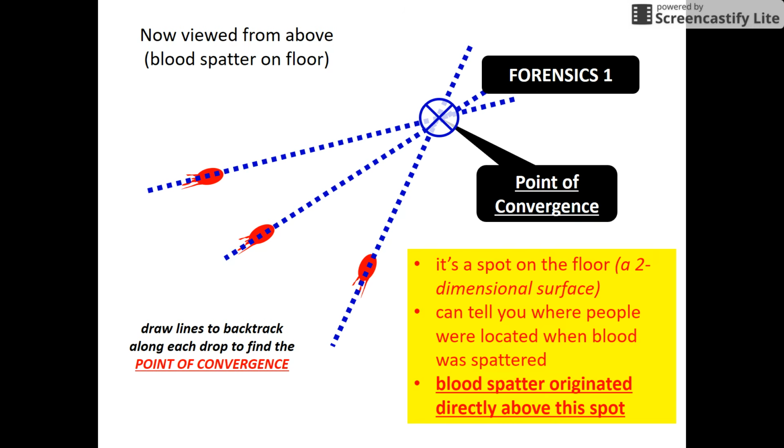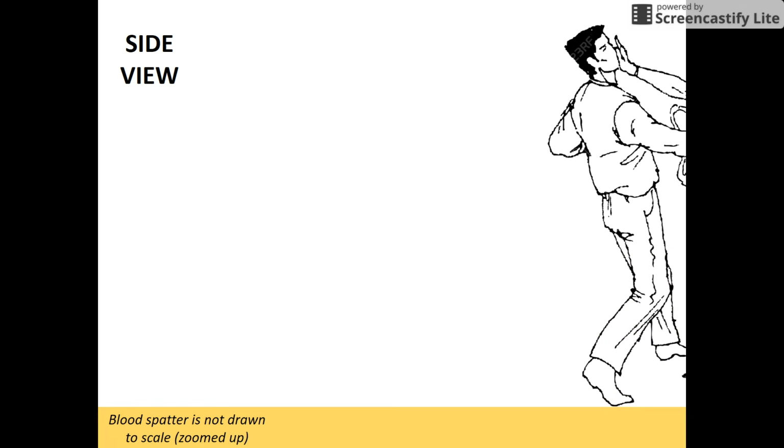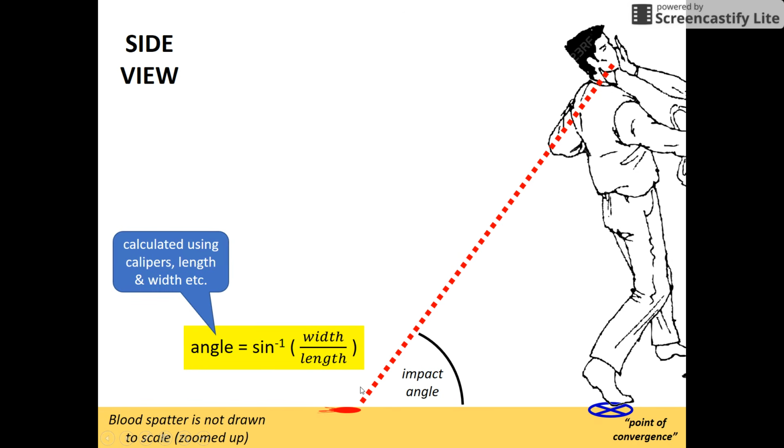So let's put that idea back into our incident, our assault. Okay, so here's some blood spatter. I'm just going to do one of them now in side view. Okay, here's the point of convergence. We backtracked from the blood spatter to figure out where this guy was standing when the blood was sent flying from his nose. Okay, and now previously we measured a blood drop like that.